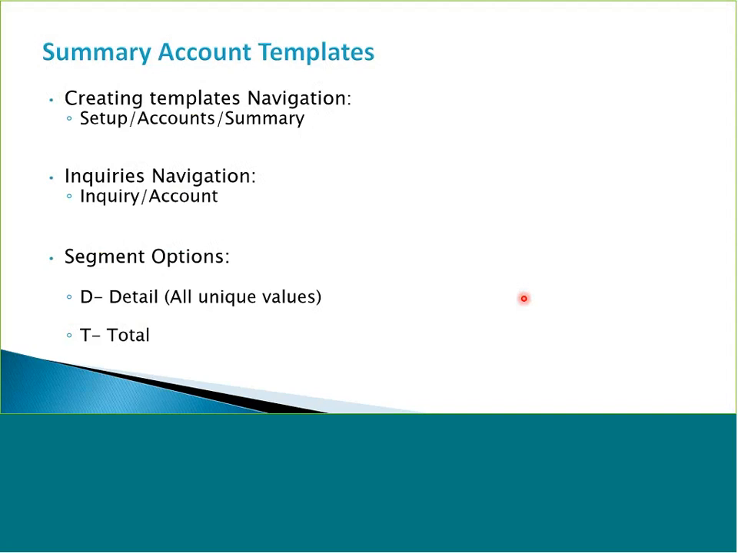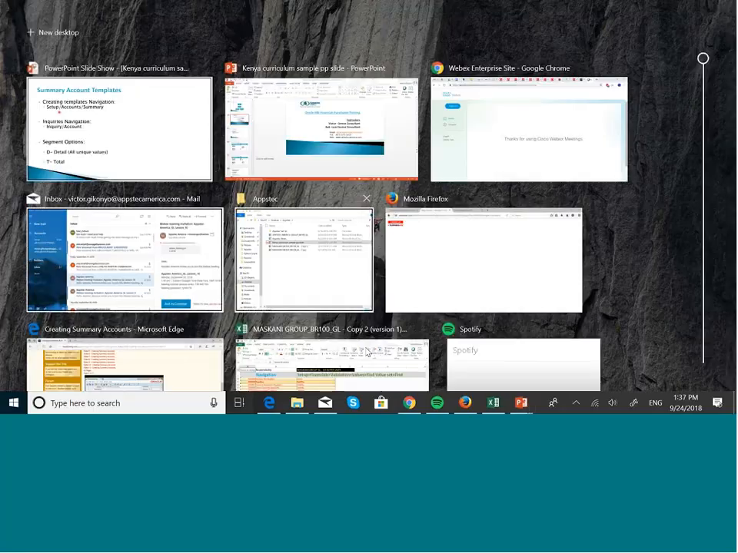So now we know how the templates translate into the accounts, and we know the whole sequence from the beginning, where we create parent values, then roll-up groups, and then the templates. So now we can go to the system and create these summary account templates, which the system will use to create the summary accounts. This is the navigation to create the summary account templates, and let's go there right now.